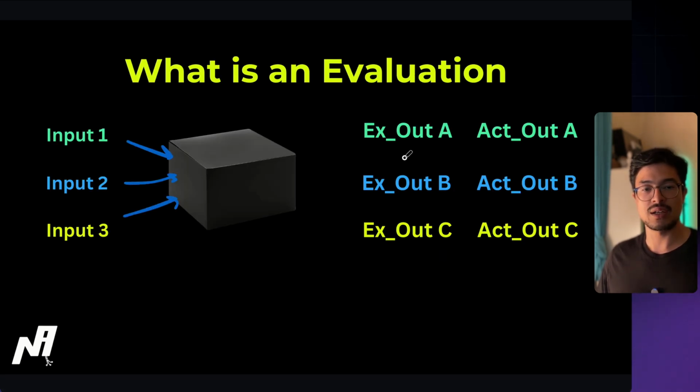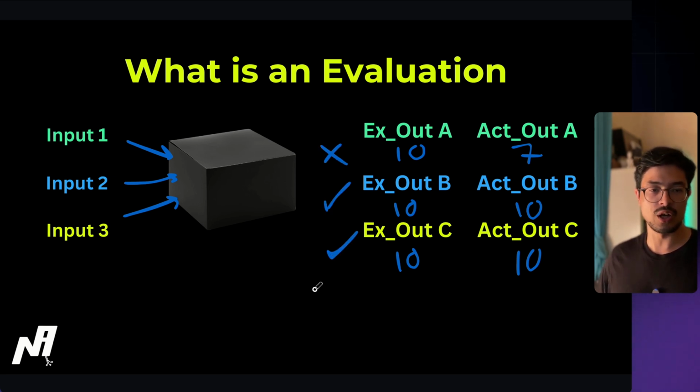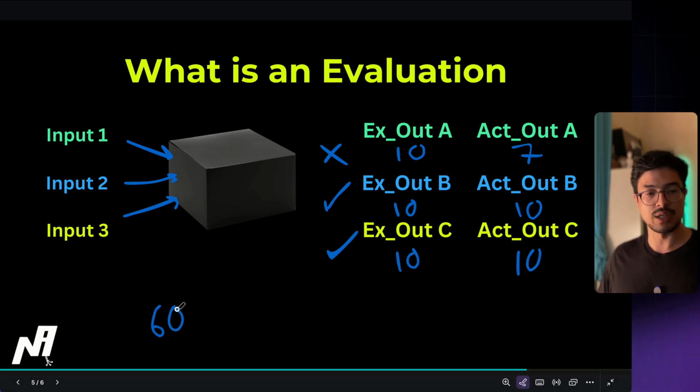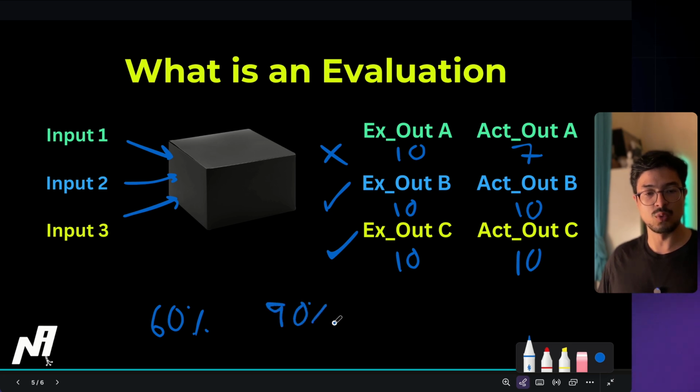Let's say that in this case, our expected output is for the LLM to spit out the number 10. In the first run, we get number 7, here we get number 10, here we get number 10 as well. So obviously this one didn't output the expected output, this did, and this did. If you keep running this several thousand times, maybe you get an accuracy of 60%.